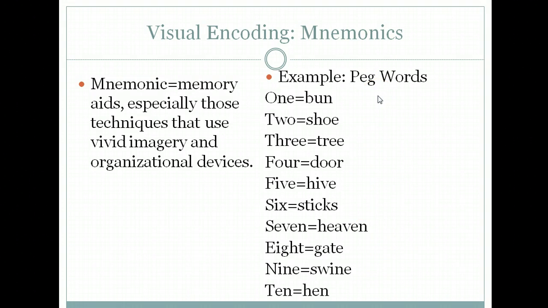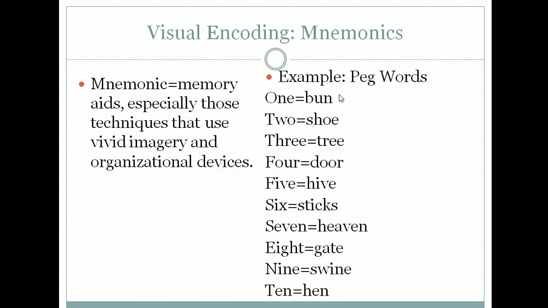These peg words never change. So we always say 1 is a bun, 2 is a shoe, 3 is a tree, 4 is a door, 5 is a hive, 6 is sticks, 7 is heaven, 8's a gate, 9 is swine, and 10 is hen. So what you would do if you wanted to use peg words is you would remember these 10 phrases. Then, let's say you needed to remember a grocery list. You would associate each item in your grocery list with one of these items in your peg words.